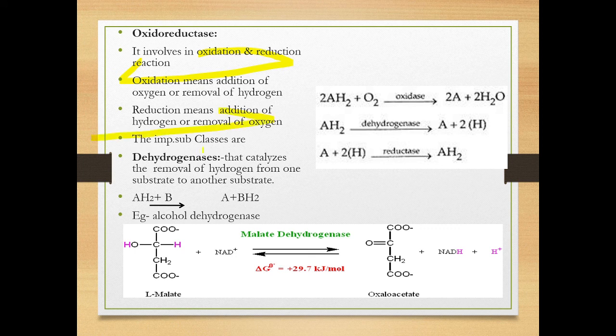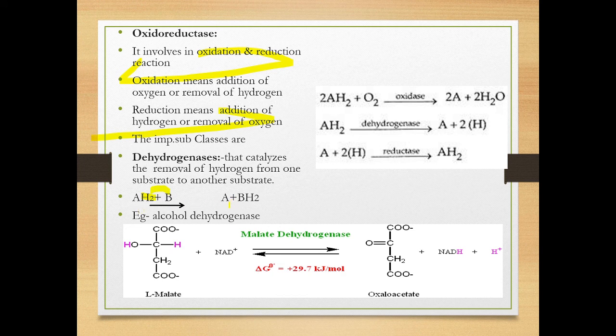And what are the important subclasses of oxidoreductases? There are many subclasses under oxidoreductase. So dehydrogenases, the name itself suggests that it removes the hydrogen from one substrate to another. It catalyzes the removal of hydrogen from one substrate to another substrate. For example, AH2 is a substrate, and B is another substrate. So here you can see the hydrogen atoms. This dehydrogenase enzyme removes this hydrogen atom and transfers it here.